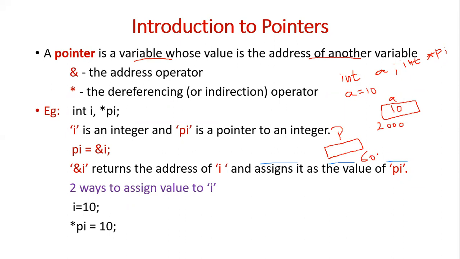But now P is not going to store an ordinary value. Rather, P is going to store the address of some other variable. Currently, it can only hold the address of an integer variable, not a character variable or a float variable. Currently, P is not pointing anywhere because P is not assigned to anything.